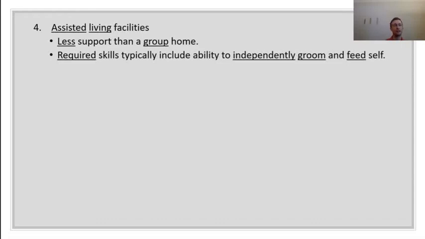So number 4 is assisted living facilities. This is the 4th living post-school option. There's less support than a group home, and required skills typically include the ability to independently groom and feed self.